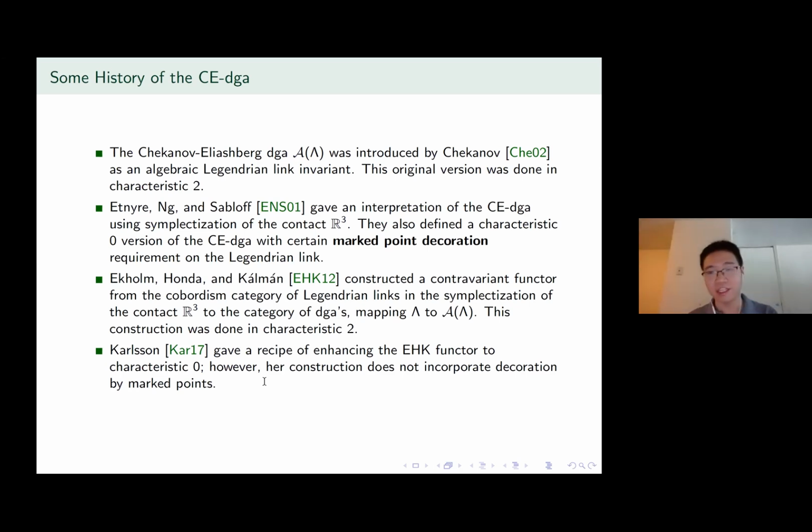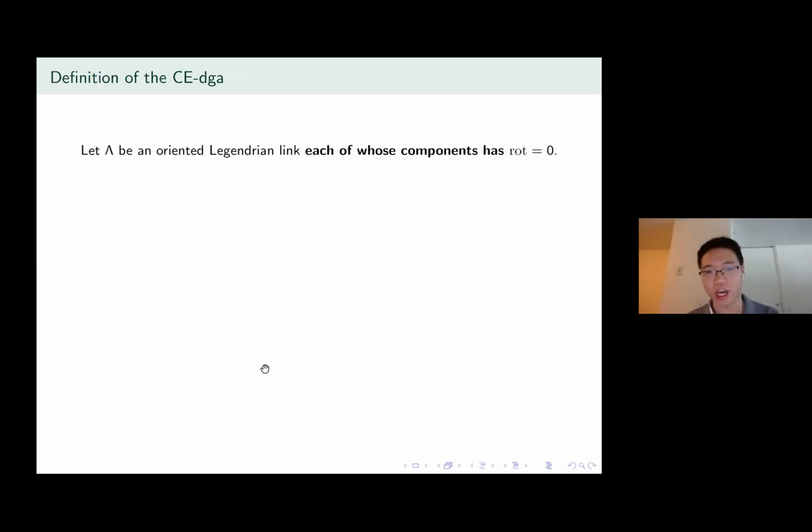All right. So let me try to give the definition of the Chekhov-Dili-Ashford DGA. So let's first let lambda be an oriented Lagrangian link, and each component has rotation number 0. Okay? And you need to first fix a Maslov potential. So what is the Maslov potential?